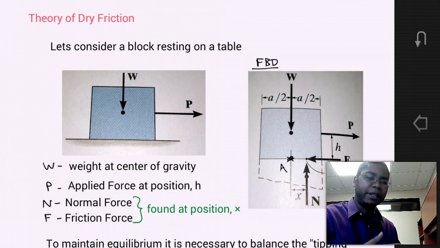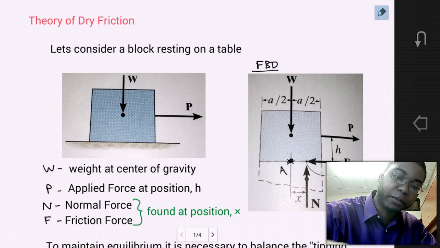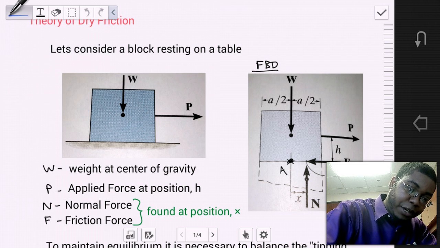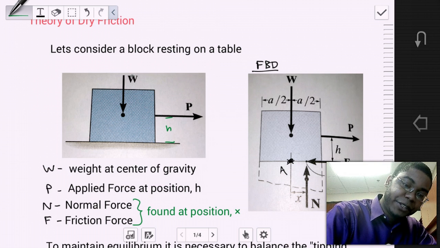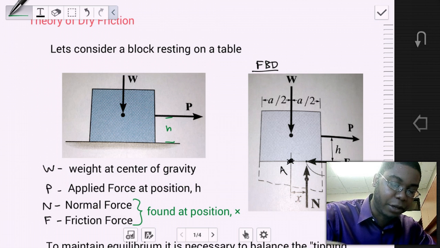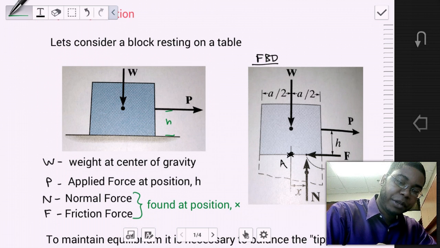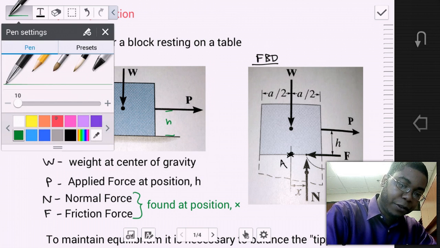In order to do that, let's first consider a block that is resting on a table. This block has an applied force P that is applied to it at some distance h from the ground. It also has a weight W that is applied at the centroid of the block. So we have the block, and there's a contacting surface.